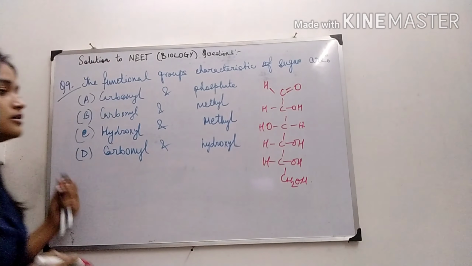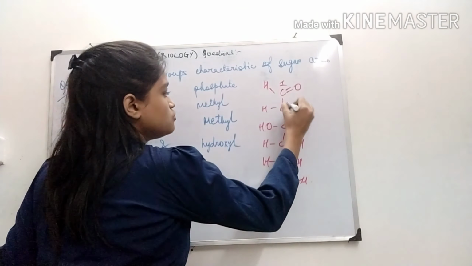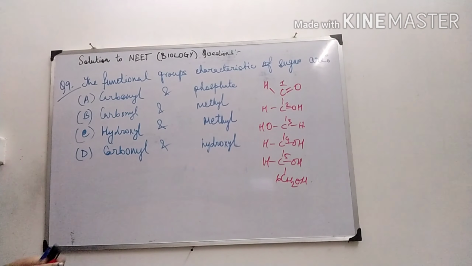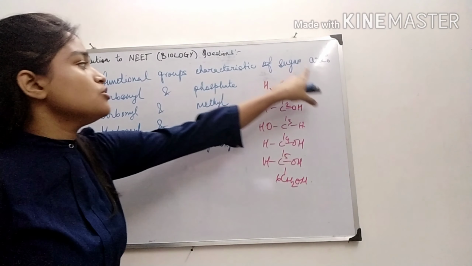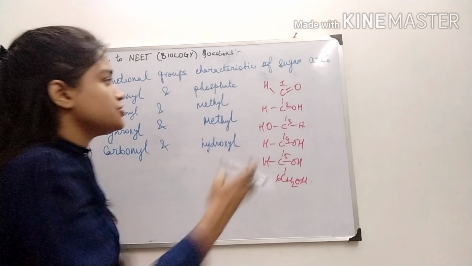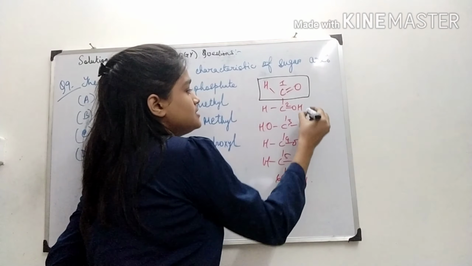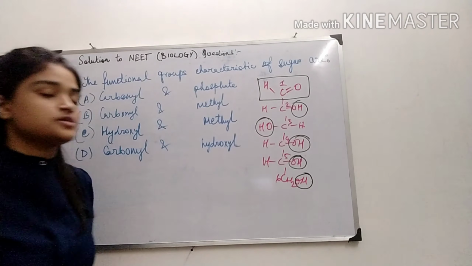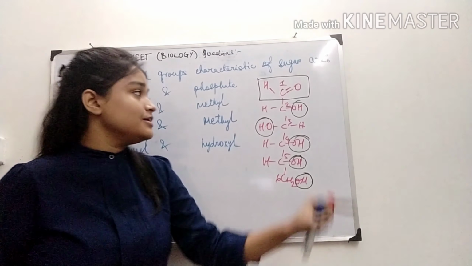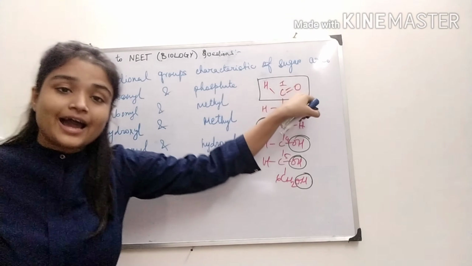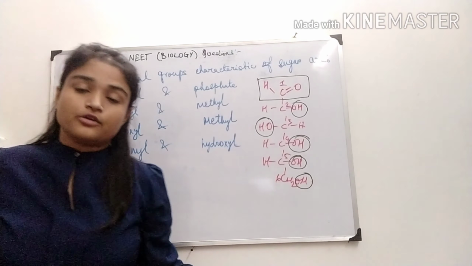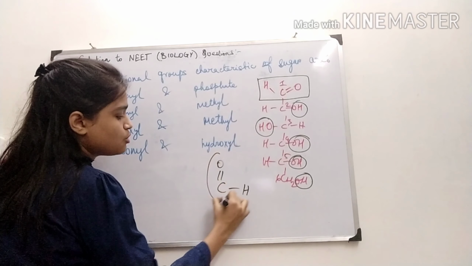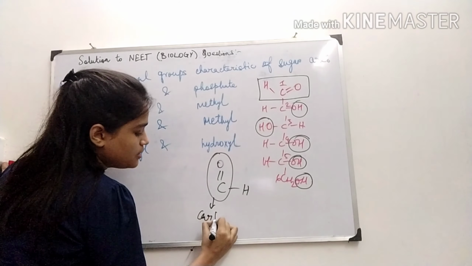So it is clear to us that this is 1, 2, 3, 4, 5, 6. This is a functional group, C double bond O H, and this OH is another functional group. So the two functional groups present in a sugar molecule are an aldehyde group and an alcohol group. This aldehyde group contains C double bond O and H. This group is called the carbonyl group.